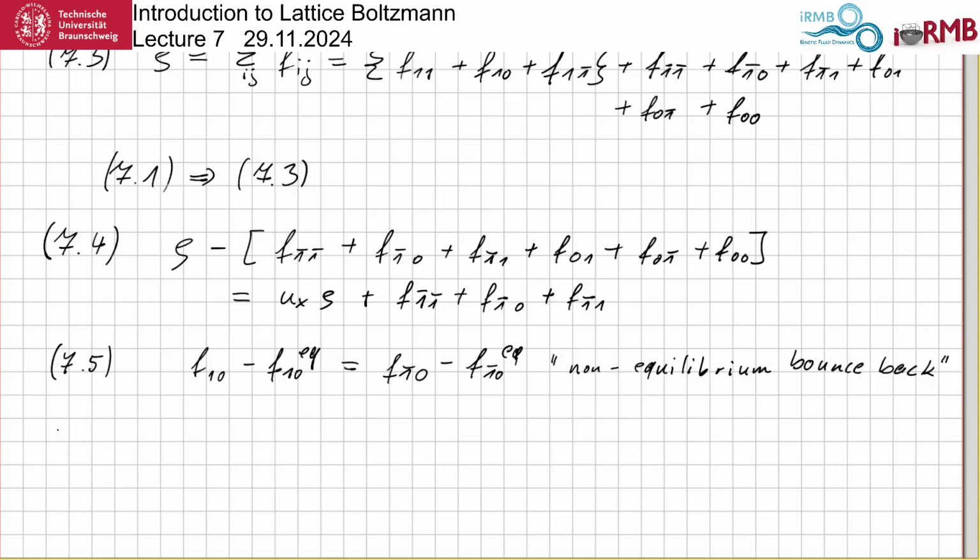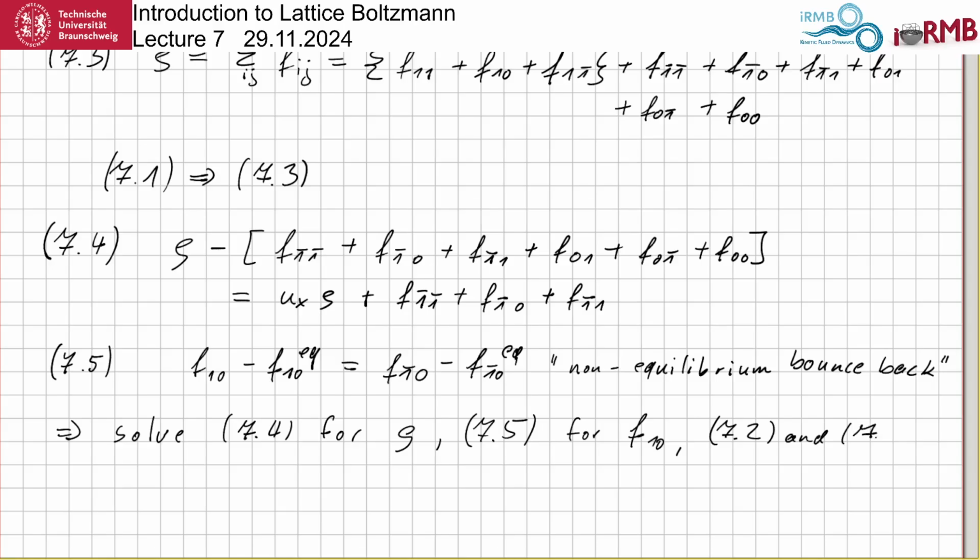Okay, I'm not giving you the solution here. If you like this, you can do it yourself. I just told you that you should not use it, and I make the observation that you always do what I tell you not to, so maybe then you won't use it. So you solve 7.4, for example, for rho. Suppose you want to specify u. Then after this you use 7.5, inserting rho, for F10, and 7.2, and then 7.3 again for F11 and F1 minus 1, and you are done. Okay.